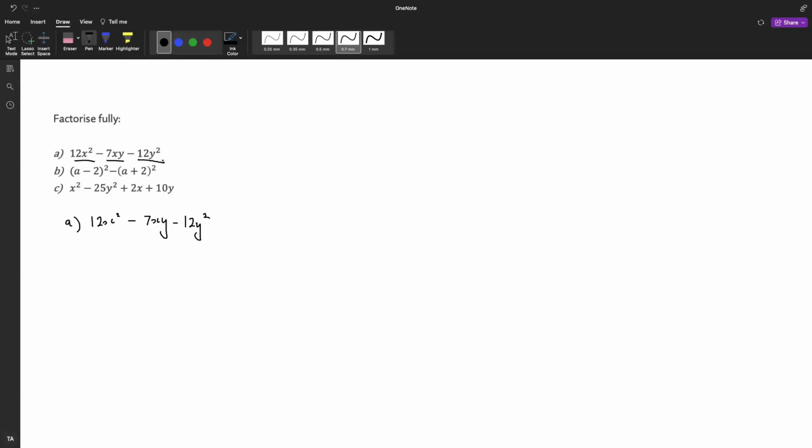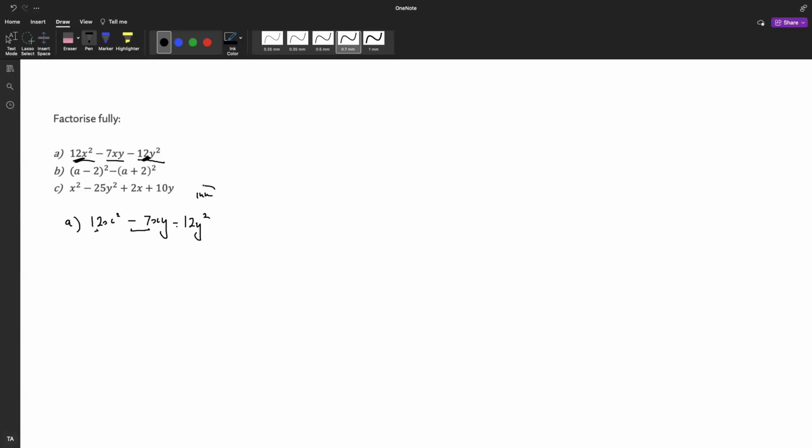Now, the reason it's non-monic is because in front of the terms which have powers on them, there's a coefficient. So it's not just one. We've got 12 as a coefficient in this case. The only difference is that we still need to find numbers that add up to -7, so that stays the same, but the numbers now need to multiply to 12 times 12, the coefficient of this times the coefficient of this, which is 144.